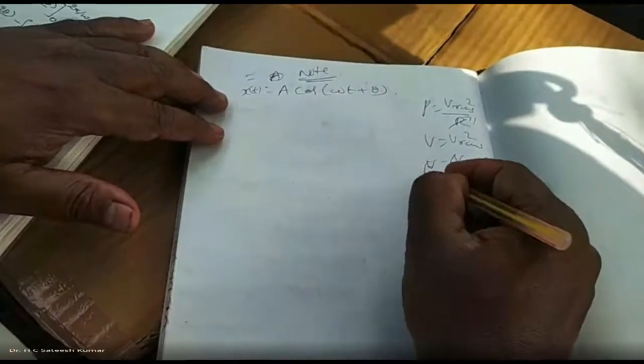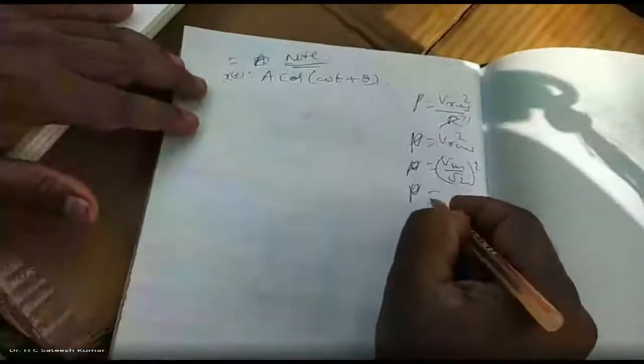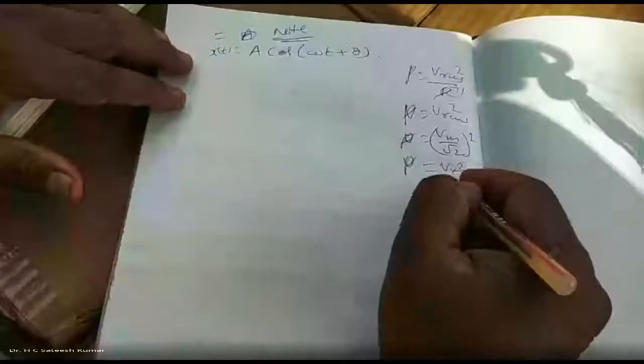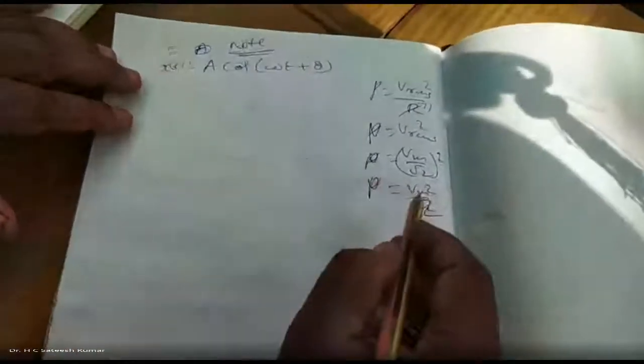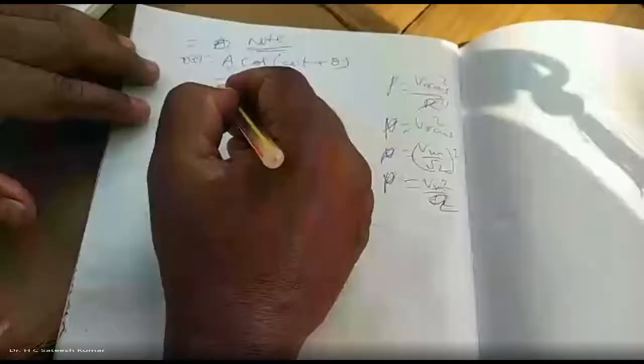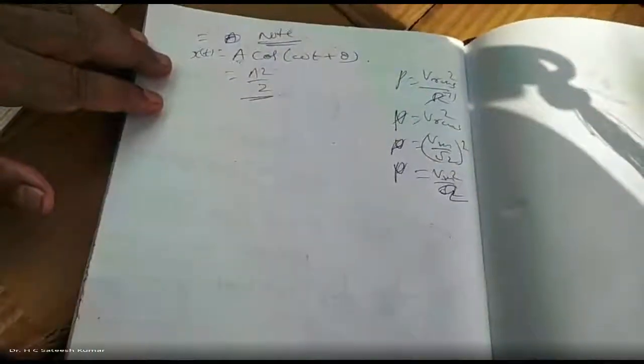Power is equal to Vm square divided by 2 you will get. Vm is nothing but the maximum value. What is the maximum value? A. Therefore, A square by 2. Directly we'll get it. But this method is not allowed.